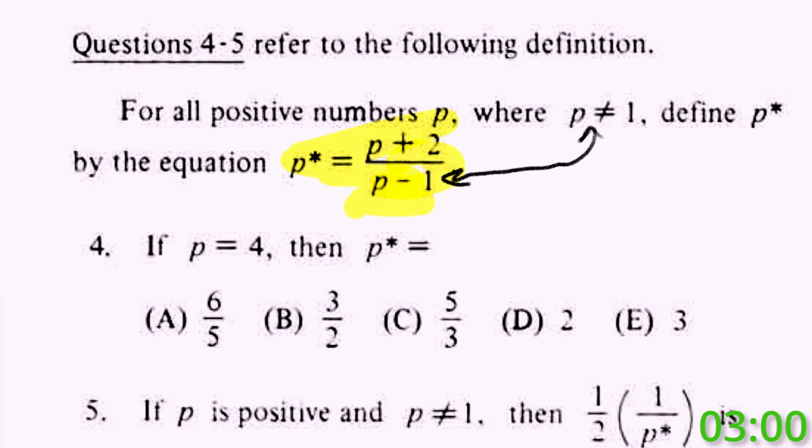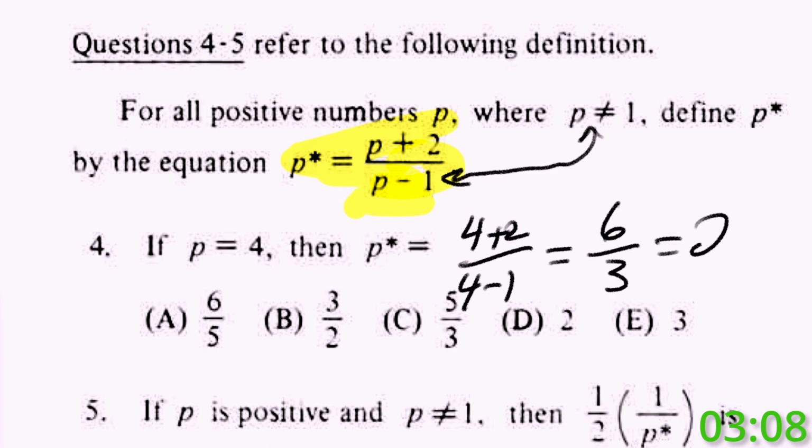So now I'm just plugging in, right? 4 plus 2 over 4 minus 1. 4 and 2 is 6. 4 minus 1 is 3. So that gives me 2. D is my answer.